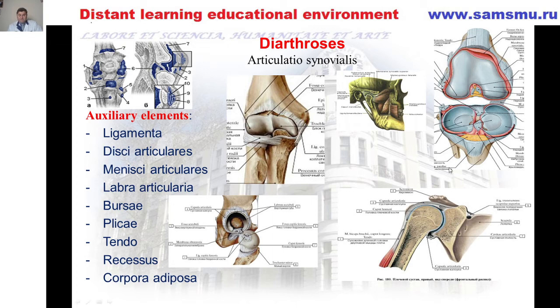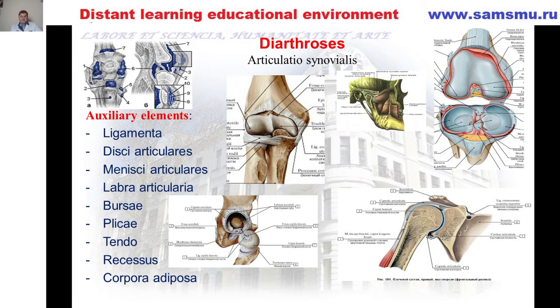So the labrum is usually labrum or lips. You may see this on the hip joint and shoulder joint. The labrum is usually formed by fibrous cartilage located along the edge of the cavity, has an alveolar shape, deepens the glenoid cavity, and provides greater congruence. The labrum is located in the shoulder and hip joints.